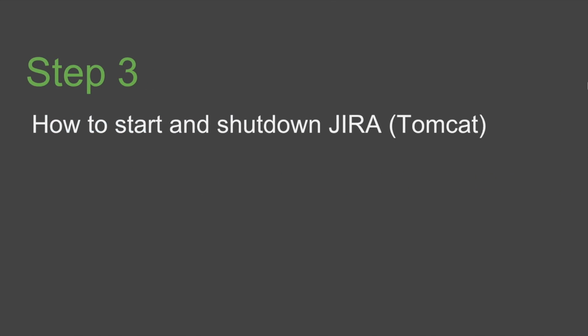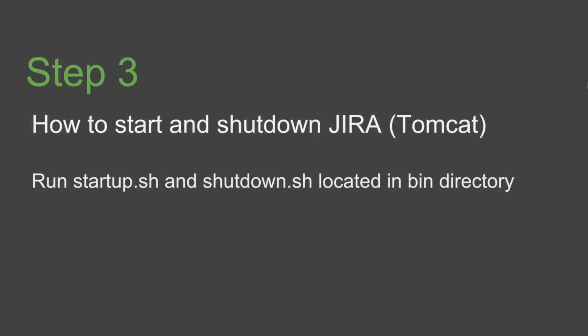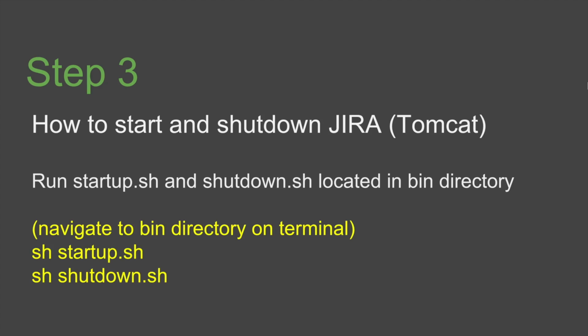So now the third step is we have to learn how to start and shut down Jira, or you can also say the Jira Tomcat server, because Jira comes with the Tomcat server. So you have to go to the bin directory inside the folder and you will find startup.sh and shutdown.sh files, and these are the files that we will run to start and shut down Jira server. So let us learn that.